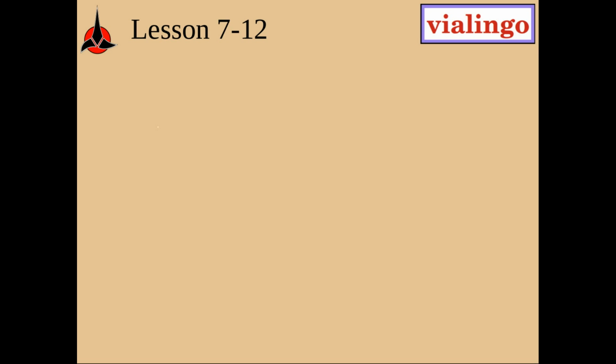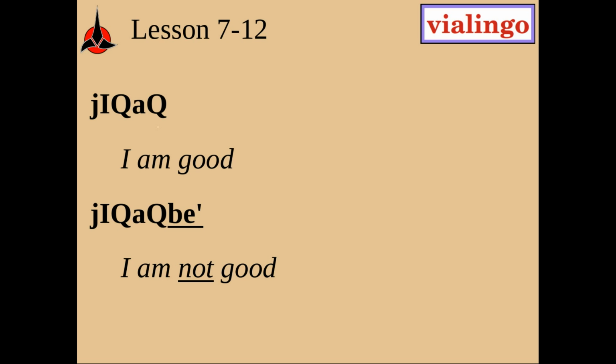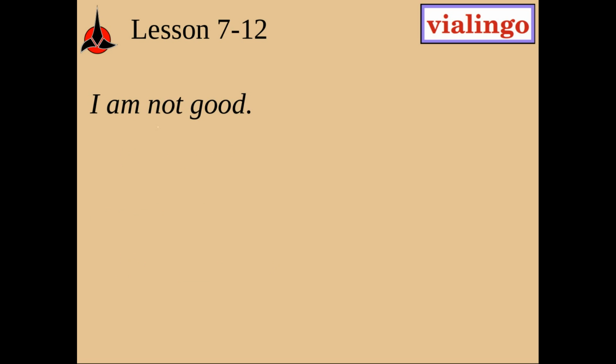Finally, here's how to say I am not good. I am good is jekak. I am not good is jekakbe. The prefixes and suffixes you're learning can be used with adjective verbs like to be good and to be bad, as well as with ordinary verbs like sees and hears. How do you say, I am not good? Jekakbe.